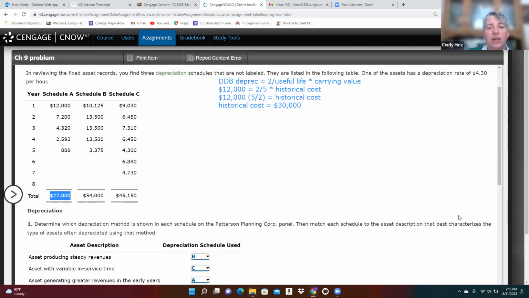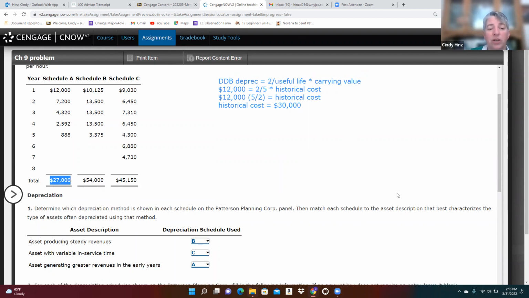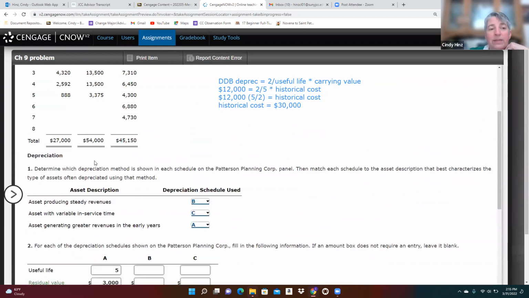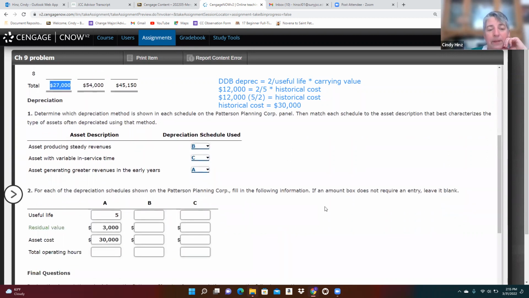So if it cost us $30,000 up front, and then over its useful life, we reported $27,000 in depreciation, what must be the residual value? It's the part that's left. It's the part we haven't depreciated. And so 30,000 as the original cost minus the 27,000 that we depreciated gives us the remaining or residual or salvage or scrap value, trade-in value. It's what's left of that asset on our books.